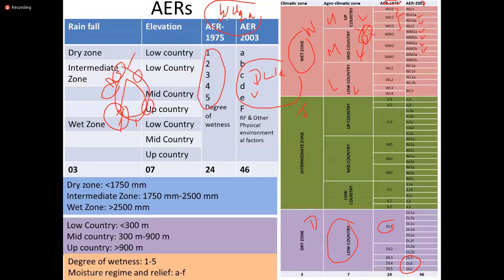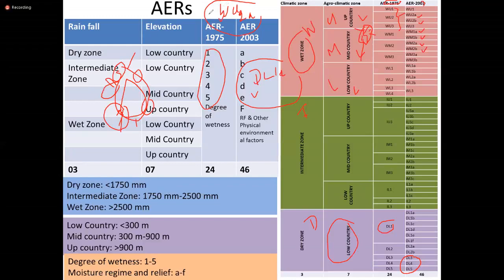So that means wet zone is more than 2,500 millimeter, dry zone less than 1,750 millimeter. Then up country area means greater than 900 meter, then low country less than 300 meter. Then 1, 2, the degree of wetness. Then A, the same characters, no? A, the notation you can see, right? Likewise, you can differentiate the agroecological regions based on the notation.